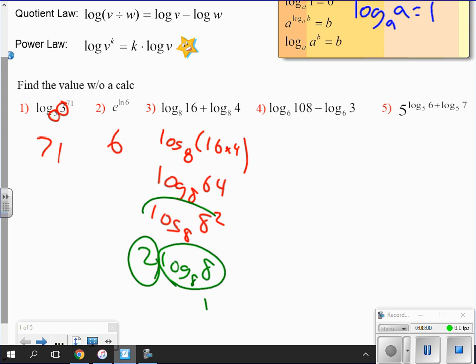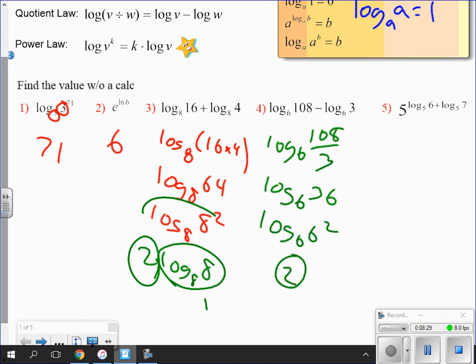This one here, I need to combine them together. So I have log base 6 of 108 divided by 3, which is log base 6 of 36. So 36 is 6 to what power? Squared. Log base 6 of 6 squared, which is 2.